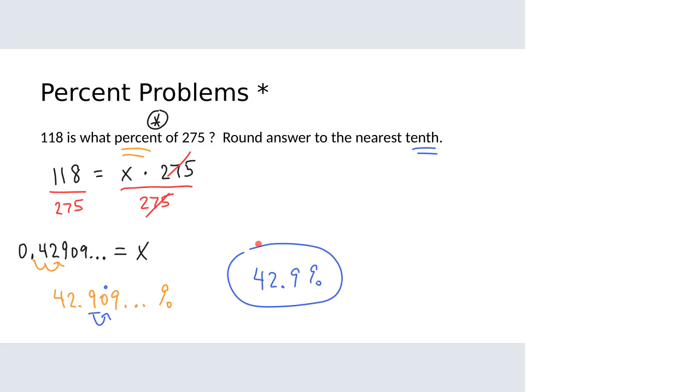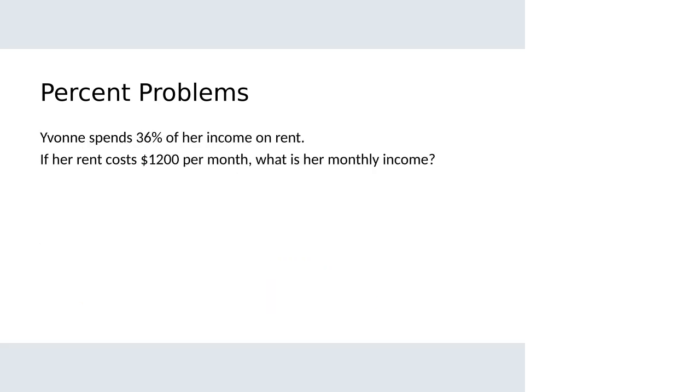All right, let's go through some problems that are a little more real world situation that involve percents. Yvonne spends 36% of her income on rent. If her rent costs $1,200 per month, what is her monthly income?